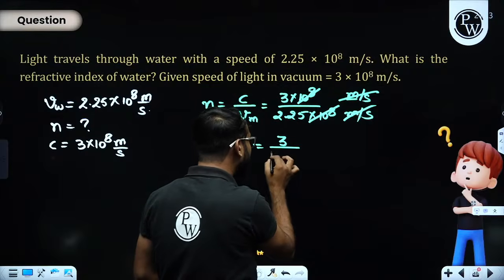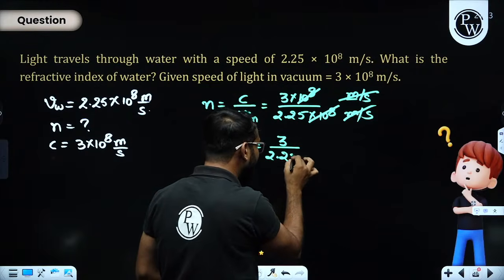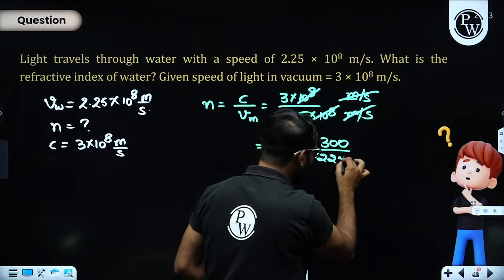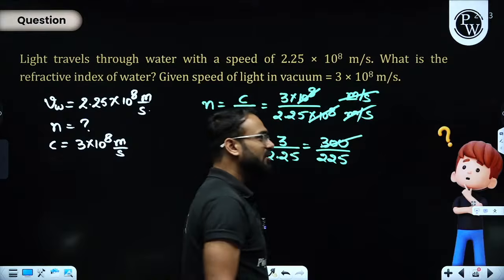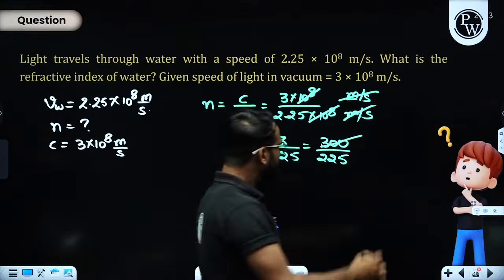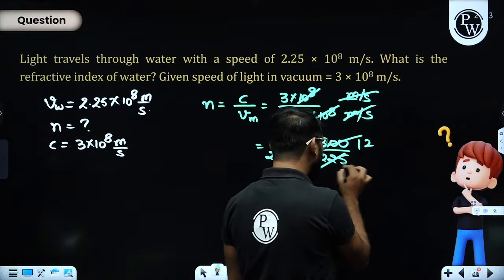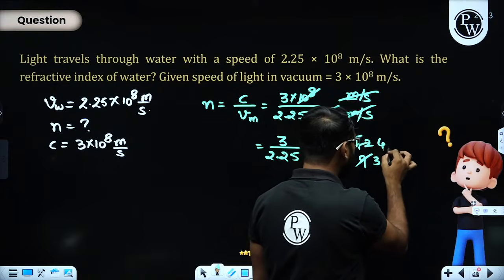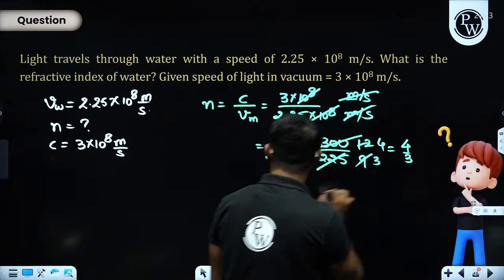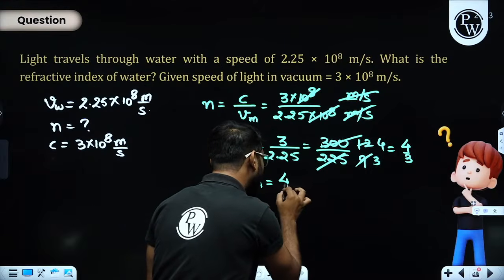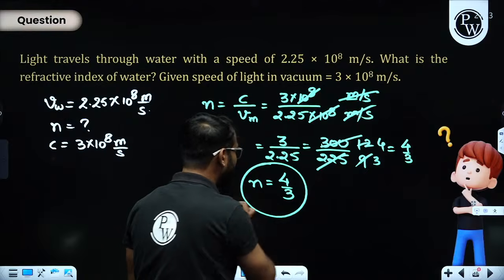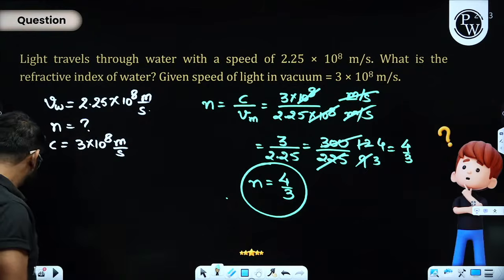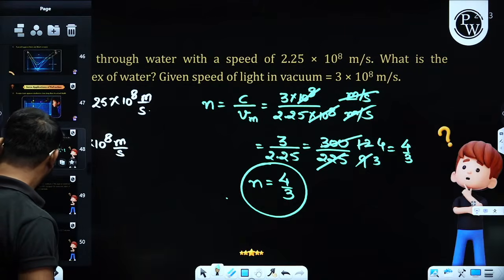That is going to be 3 divided by 2.25. On solving, you will get 300 by 225. Dividing both by 75, that is 4 by 3. So the refractive index is coming out as 4 by 3. This is how you can solve questions for refractive index.